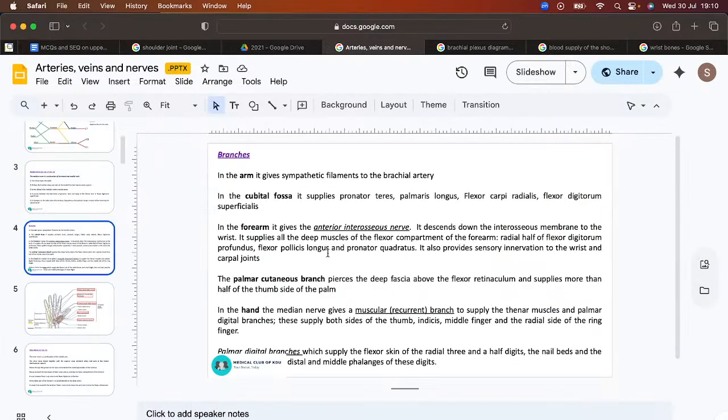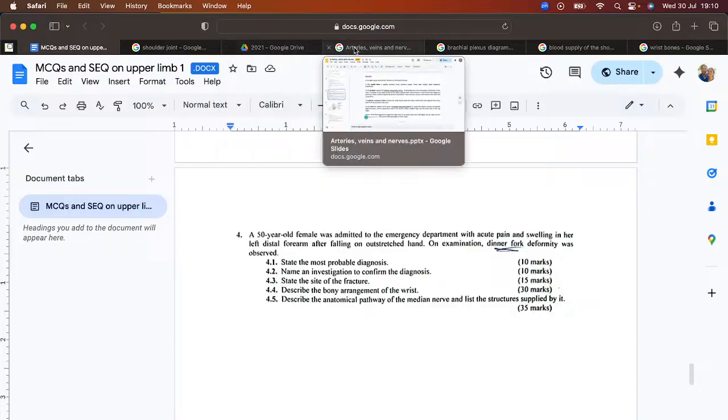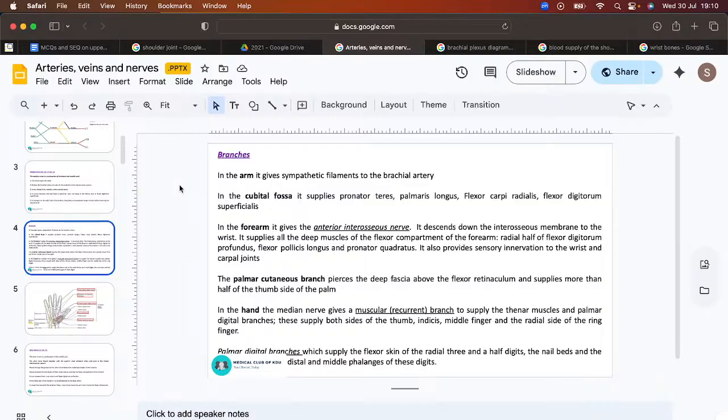So I would focus mainly on the cubital fossa and the forearm. So in the cubital fossa it supplies the pronator teres, because obviously it passes through the two heads, palmaris longus, flexor carpi radialis, flexor digitorum superficialis. Within the forearm, it gives the anterior interosseous nerve, and then it supplies the following muscles within the flexor compartment of the arm. And then, does it say only for the muscles? Okay, so it doesn't specify whether it's muscular supply or sensory supply that they're talking about. So in this case, you have to make sure that you mention both.